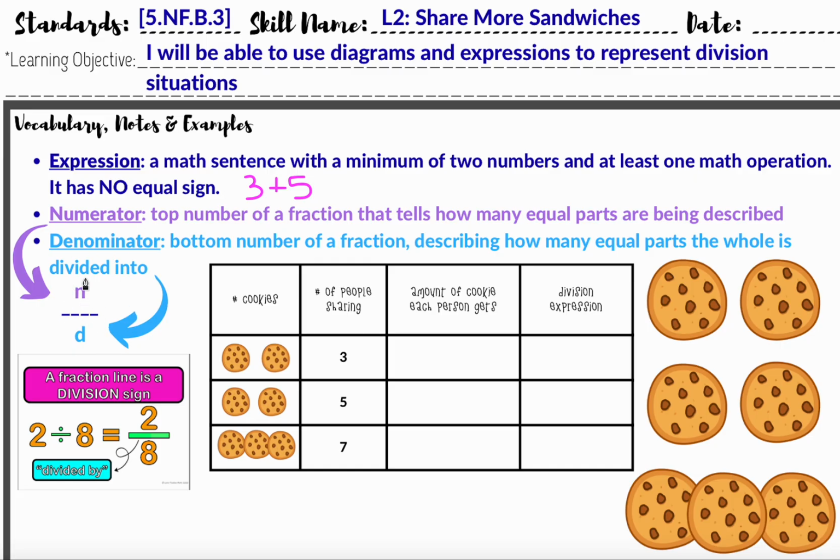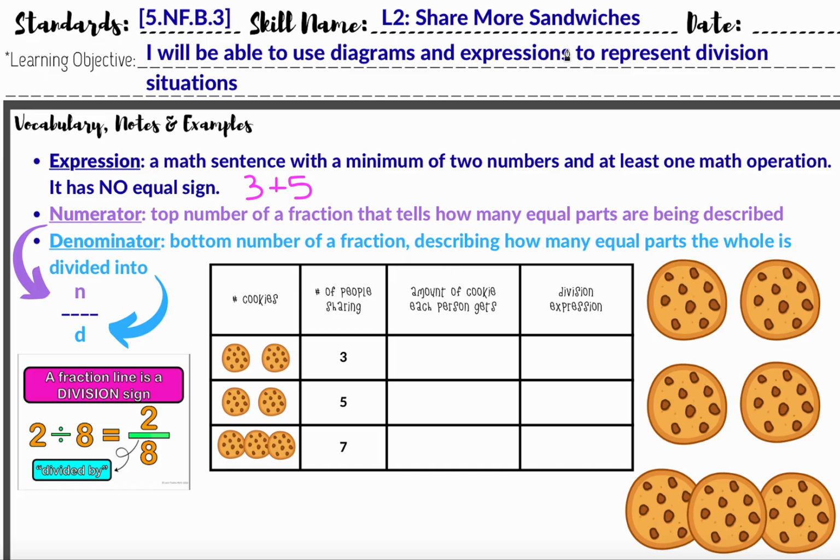When we have a fraction, the top number is the numerator and the bottom number is the denominator. This one tells you how many. This one right here tells you how big the pieces are. So basically how many chunks, how many equal parts do you divide the whole into, okay? So let's get to this one really quick.